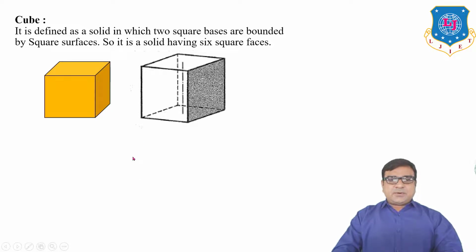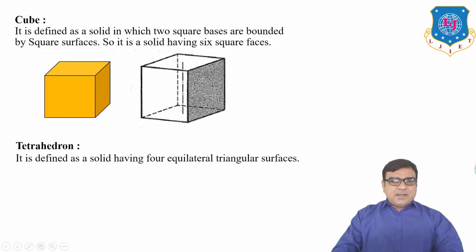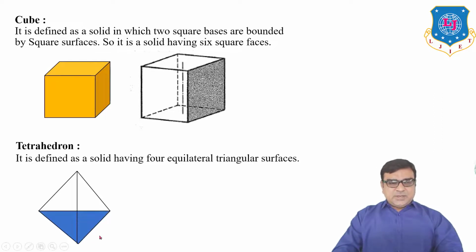This is one example, the cube, in which the imaginary line joining the center of the top and the center of the base is known as the axis. Another example: tetrahedron. It is defined as a solid having four equilateral triangle surfaces. So it looks like a triangular pyramid, but in a triangular pyramid, the length of the edge of the base and the length of the slant edge are both different. But in a tetrahedron, the base is an equilateral triangle and the faces are also equilateral triangles.